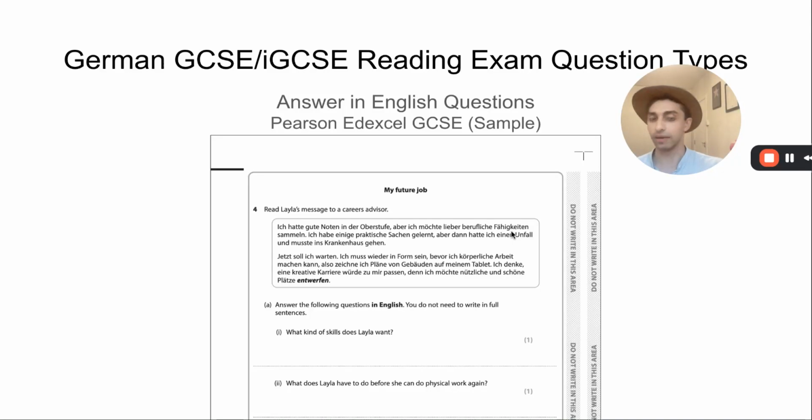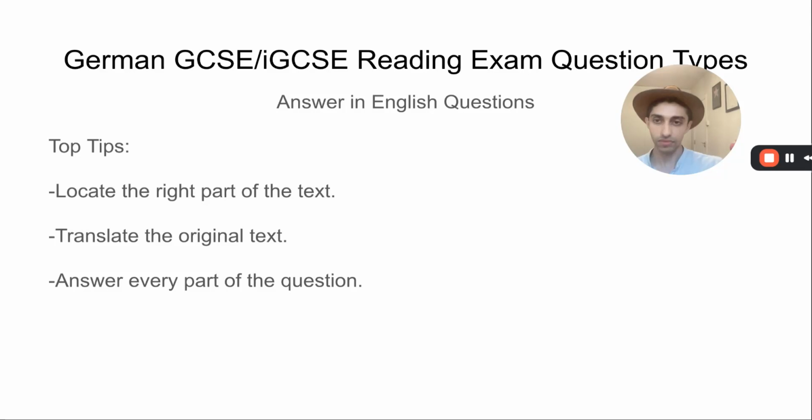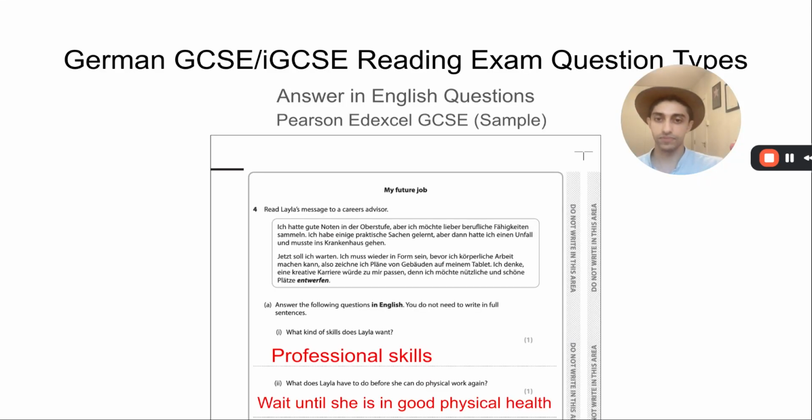So it largely comes down to identifying where the answer is in the text. Once you've identified that, which is at the end of the first sentence here, you just have to translate the appropriate part. In fact, in this case, it's just these two words, berufliche Fähigkeiten, professional skills. And that's what you'd then give as the answer. These are the answers for this particular example.